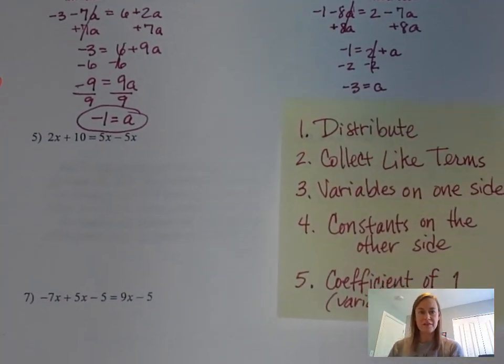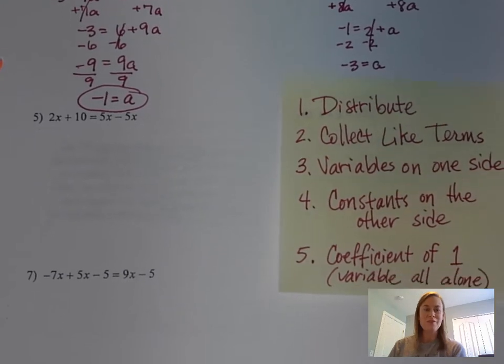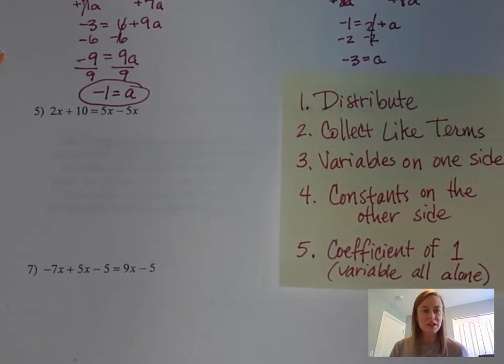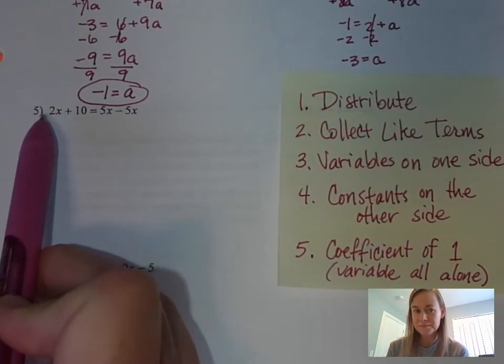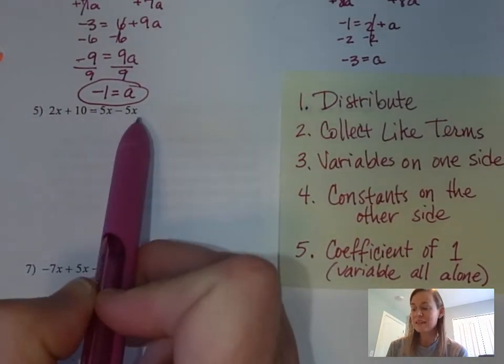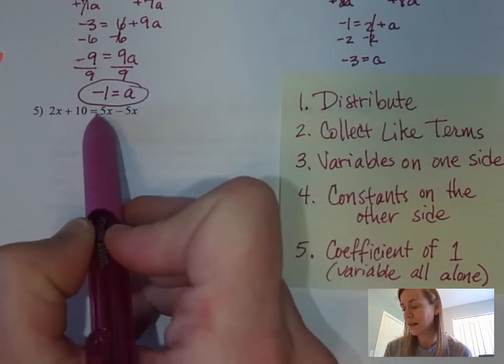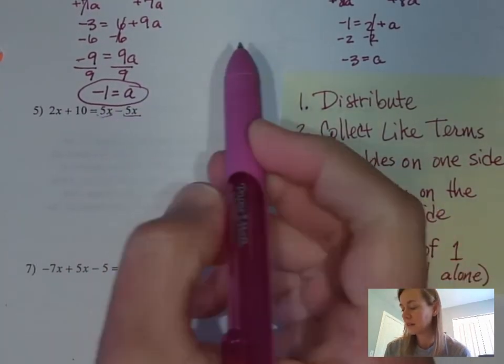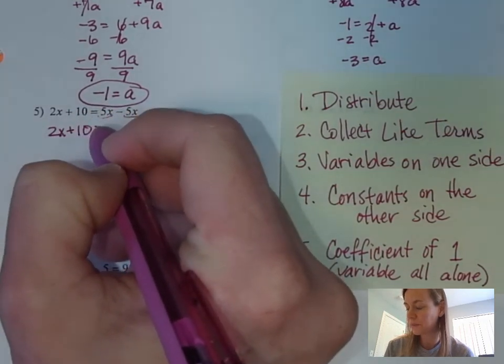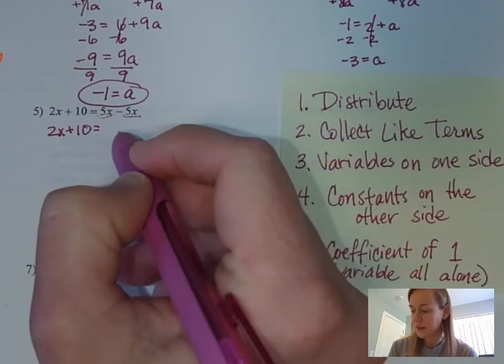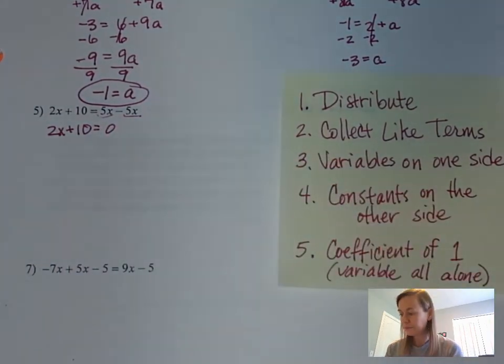Number 5. Step 1, distribute. Again, we don't have any of that here. Let's try collecting our like terms. Is there anything on the left side to collect? Nope. But on the right side, yes. Okay, it looks like we have 5x minus 5x. Okay, so let's just bring down the 2x plus 10. And 5x minus 5x is going to give us 0.